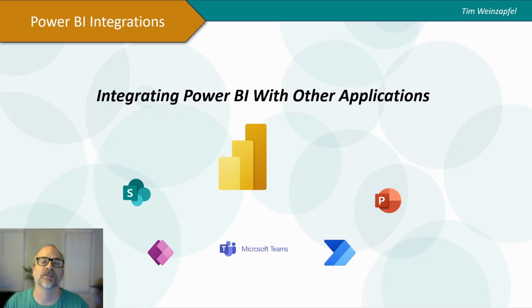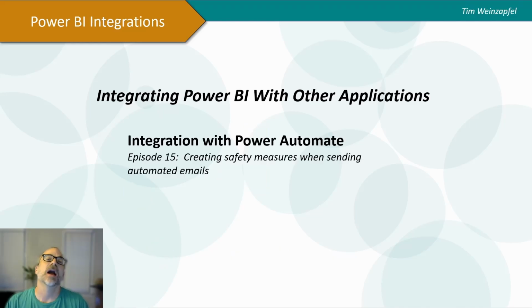I am Tim Weinzapfel, and in this video I am going to talk about how you can set up safety measures when you are using Power Automate to automatically send emails. Now, in a previous video I showed how you can embed a Power Automate flow directly in your Power BI report to send automatic emails. What I want to do in this video is show how you can create some safety measures and some things to be aware of.